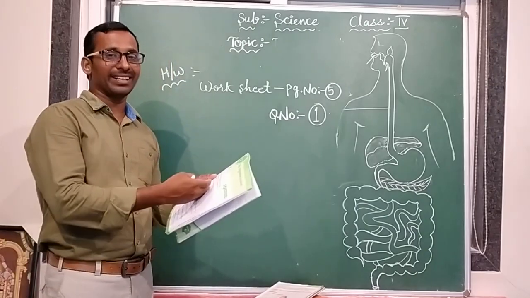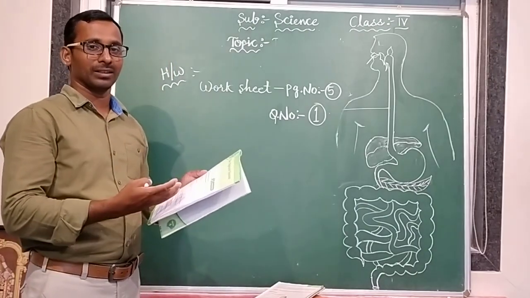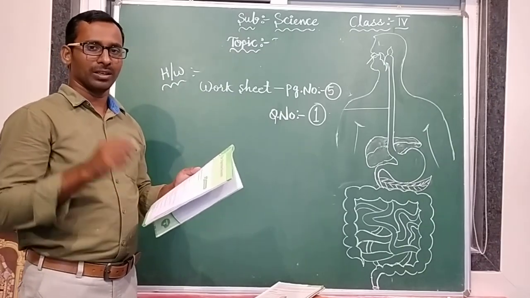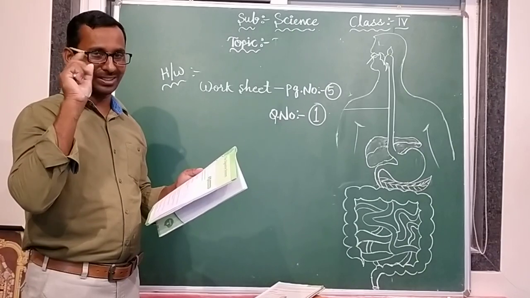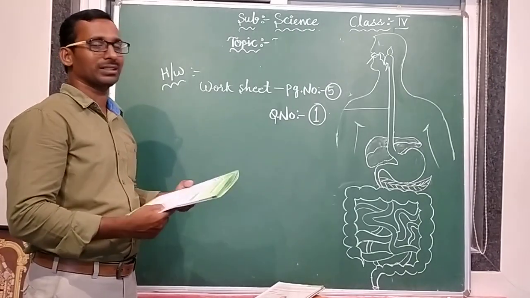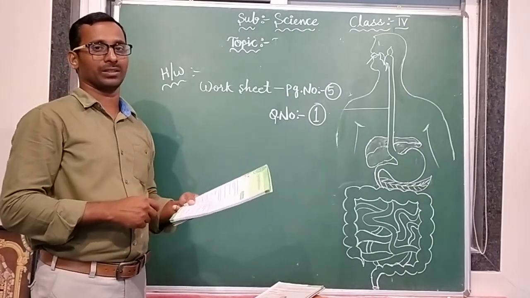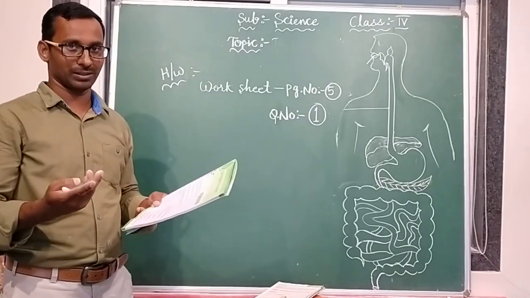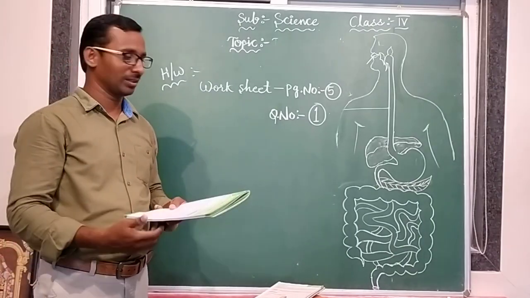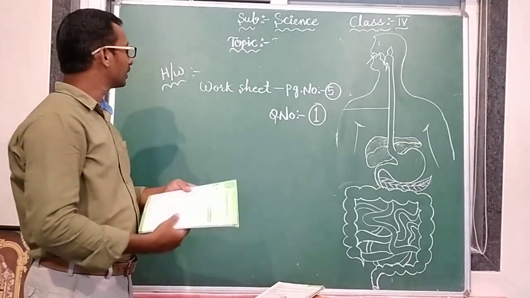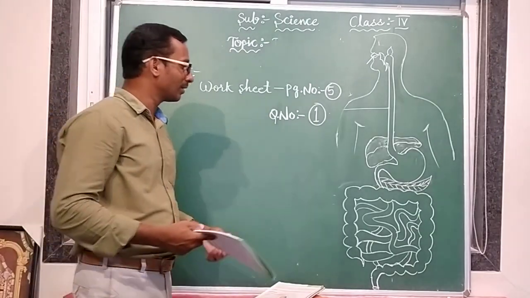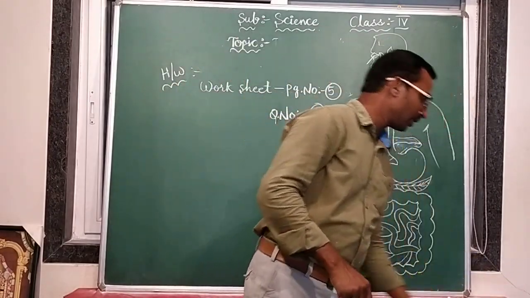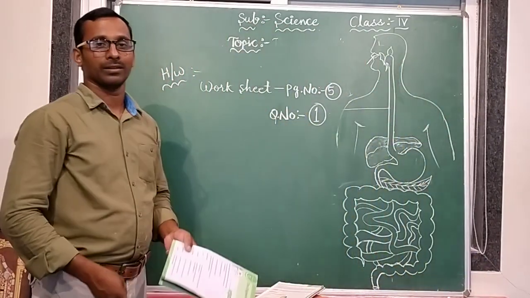Just read and write. Try to write. Even if there are mistakes, right or wrong, you have to write with a pencil. In our next class, I will complete this part and explain it. Just check your answers in the next class. First you have to try to write answers. Is it clear? This is your homework: worksheet, page number 5, question number 1. Clear? Thank you.